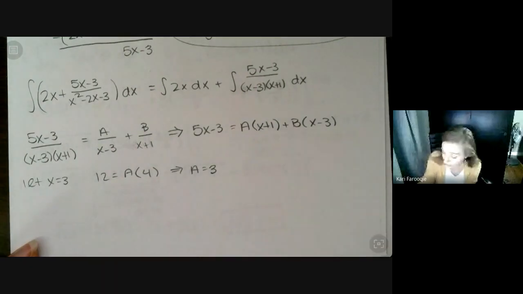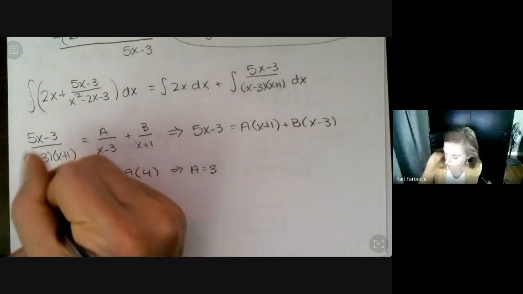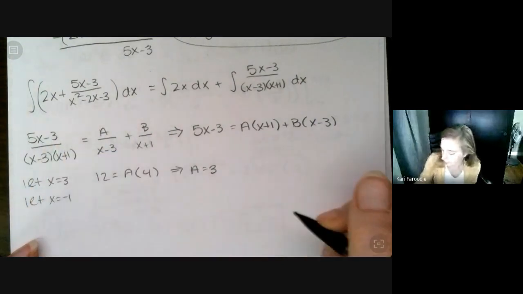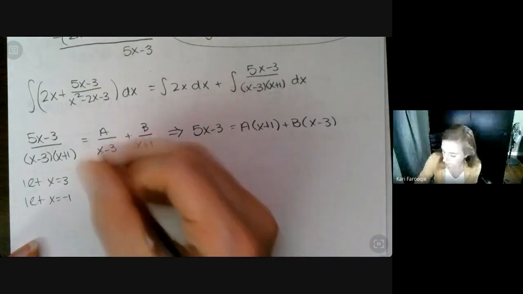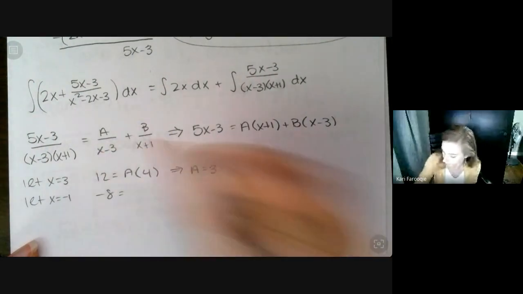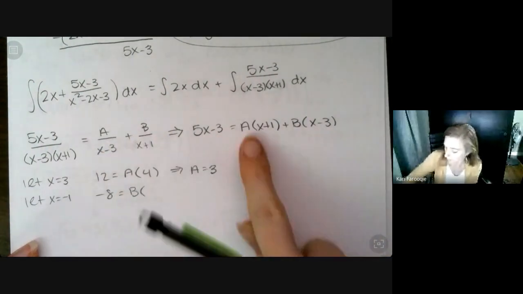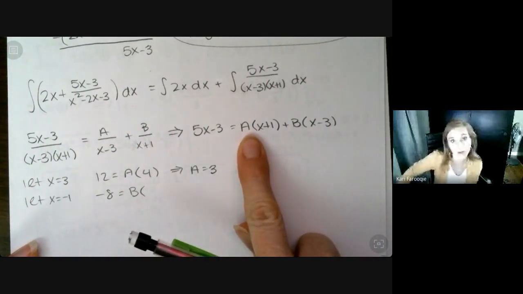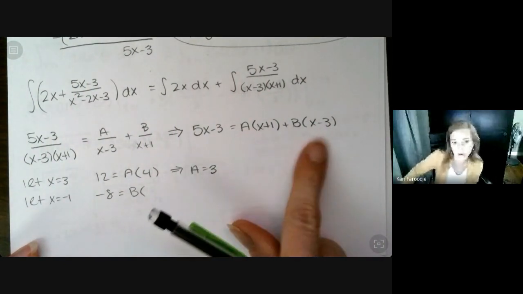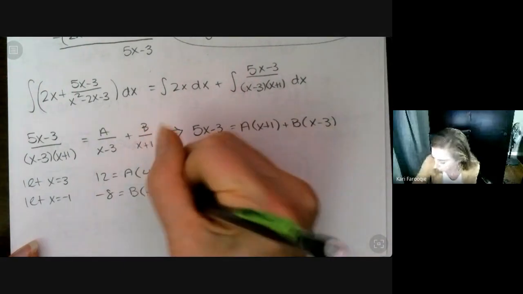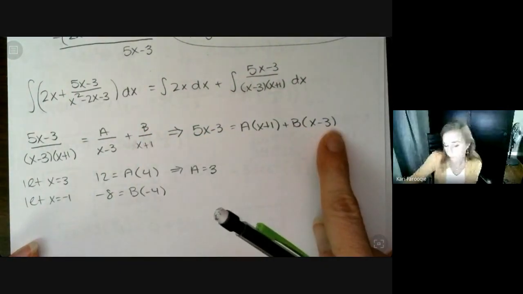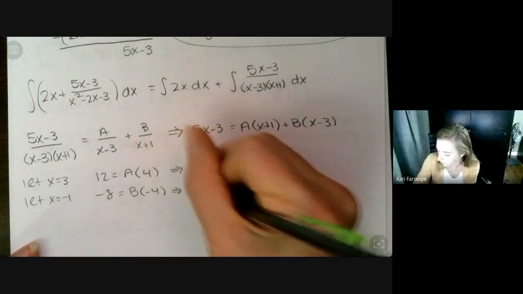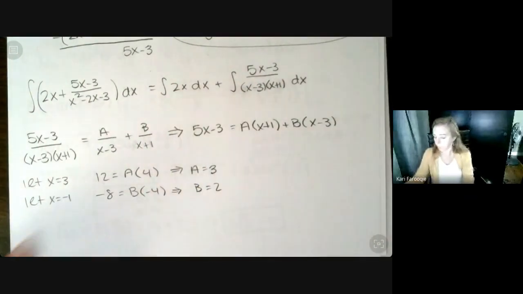And then you let x be -1 to eliminate b. -1 times 5 is -5, minus 3 is -8. The a would be gone in this case, you get 0. And then you get -4 being multiplied by b. -1 minus 3 is -4. And you would get b equals +2.